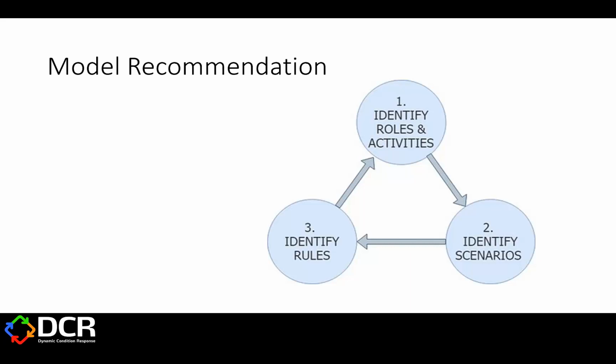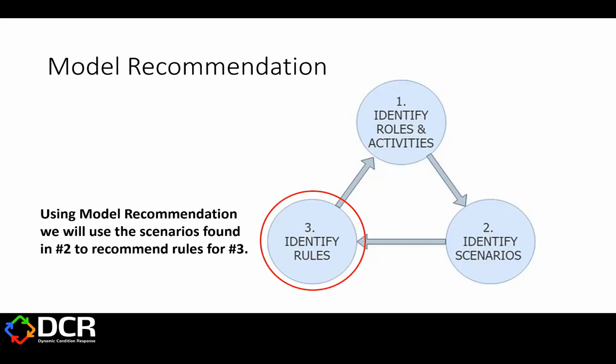We have seen the model and we've seen the scenarios defined. Now we should move to the third step, identify rules. And we will use the app model recommendation that leverages process discovery technology in order to analyze the scenarios and find rules for step number 3.